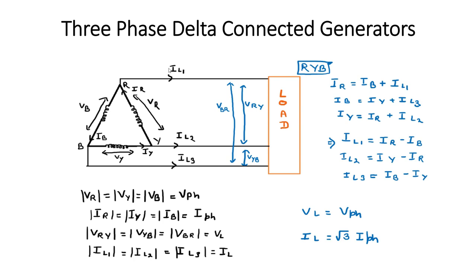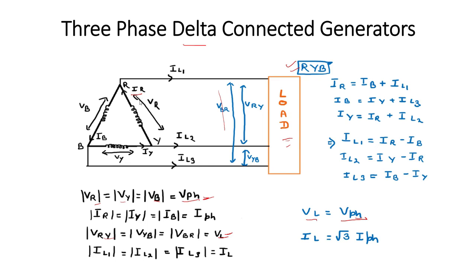Okay, so after seeing the star connection, now we will focus on delta connected generators. And here again the sequence is RYB. Load is connected to this generator, and we all know that the phase voltage magnitude VR is equal to VY is equal to VB. And for delta connected generators, line voltage is equal to phase voltage. So this VL is equal to V phase, and VL is the magnitude of these line voltages VBR, VRY, VYB.